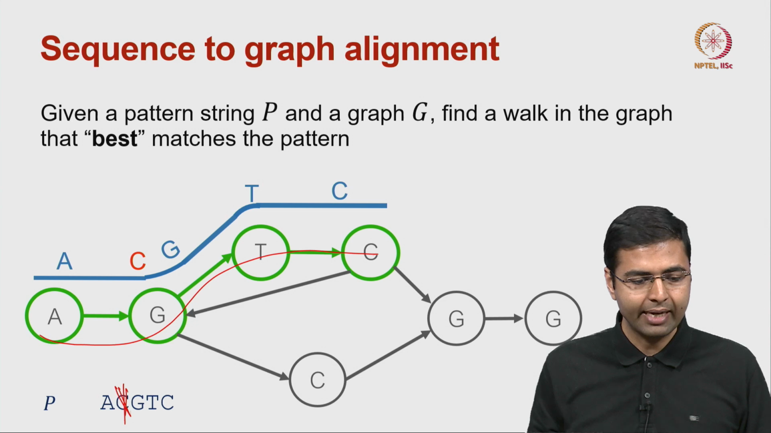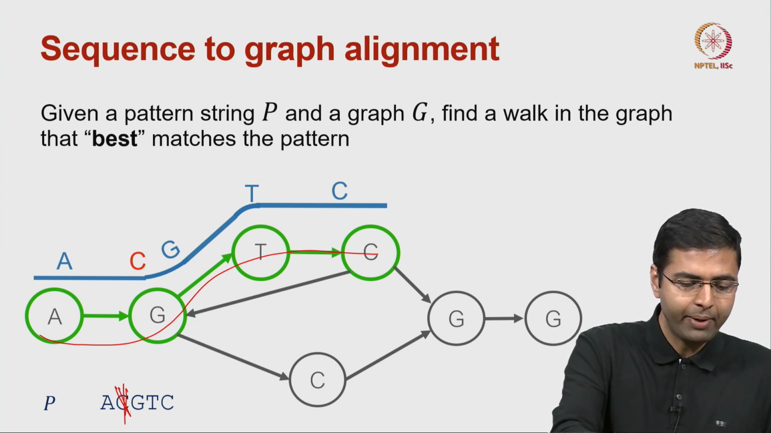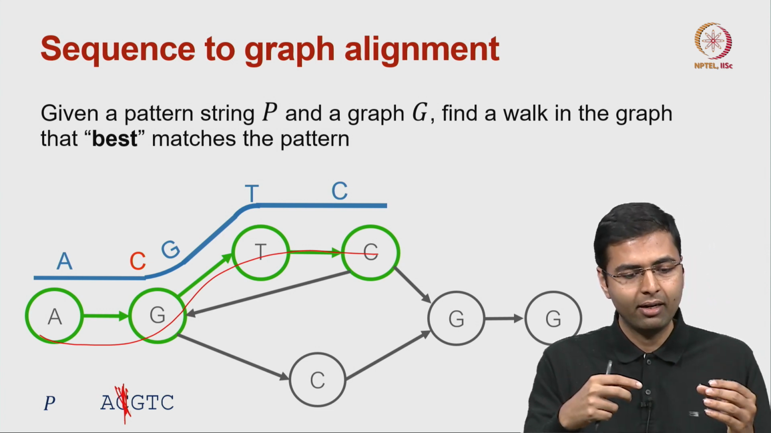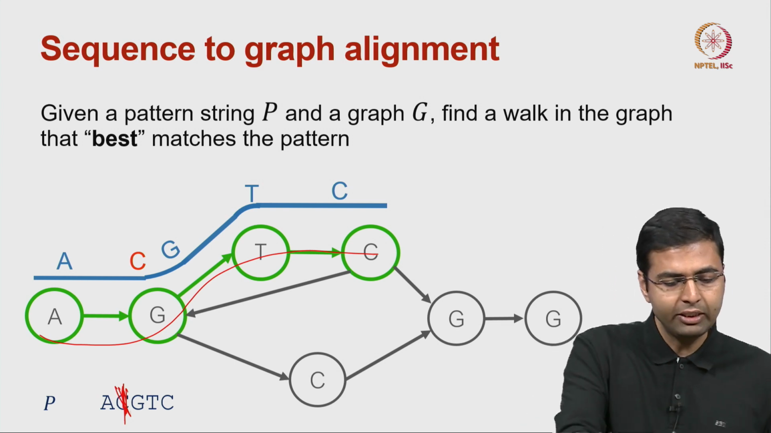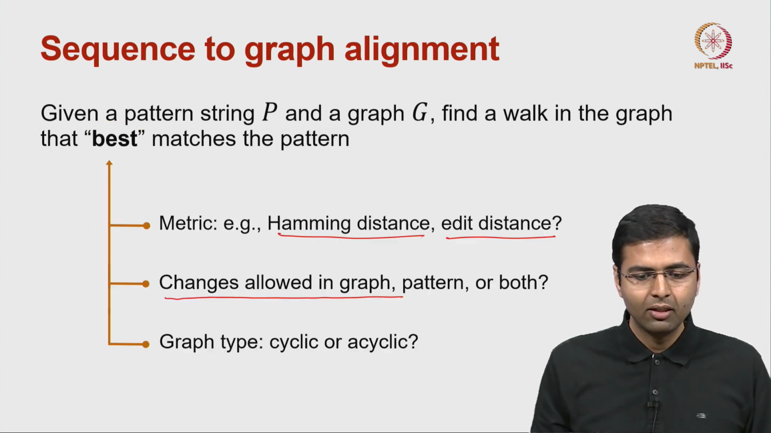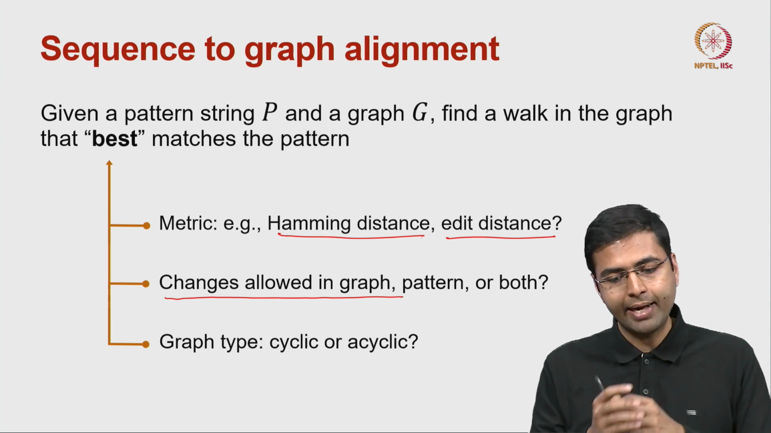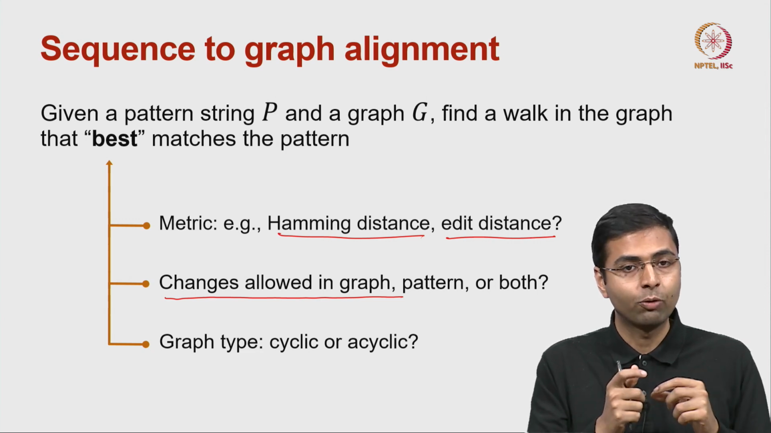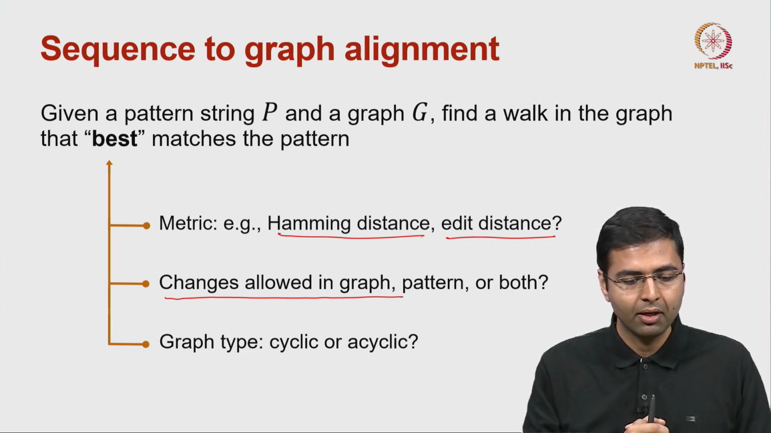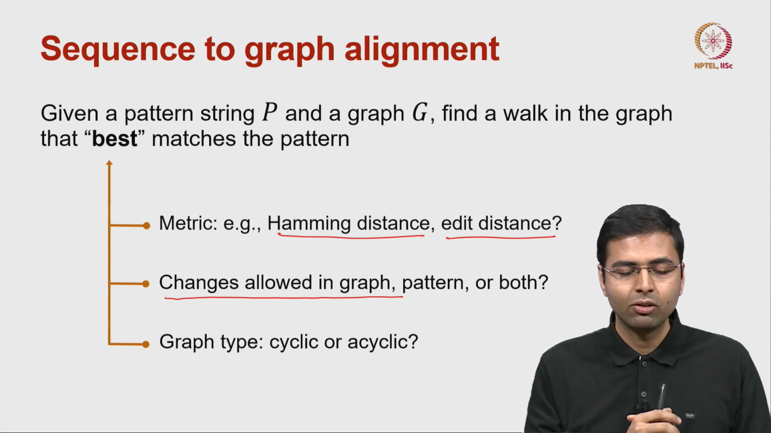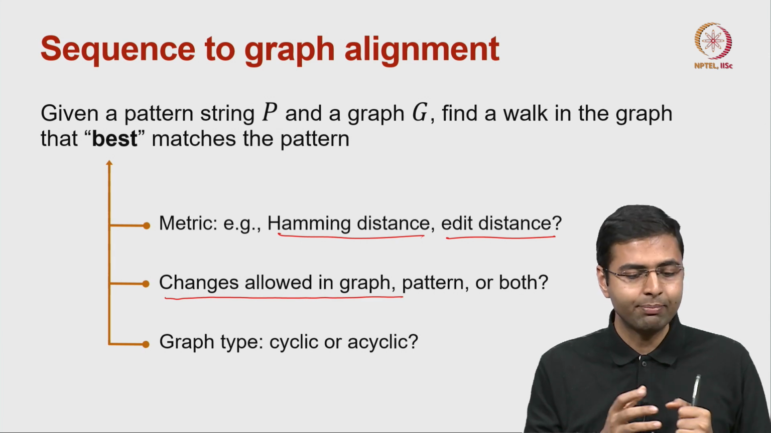Now, for example, in the previous example I showed you, observe that we can make a change in the pattern, that is we deleted a character C and then we are able to match the pattern as a walk in the graph. So, here one change was done in the pattern, that is we deleted the character C, right. So, the question is, are we doing such changes in the graph or pattern or both, because we are doing approximate matching. So, we have to make some changes either in the graph, pattern or both, so that the pattern can match. And third question is, what graph type are we considering, because that will also change the problem complexity. So, is the graph cyclic or is the graph acyclic? We will see why this matters in the next few slides.